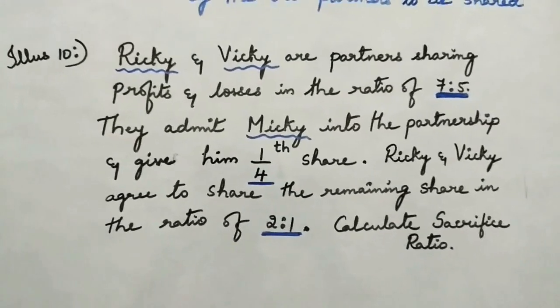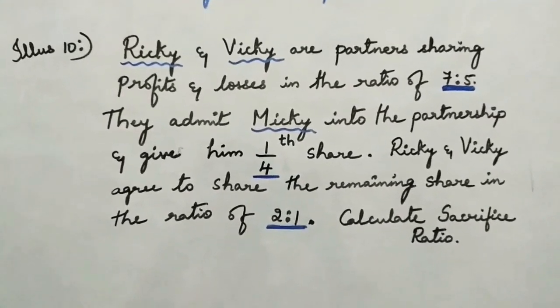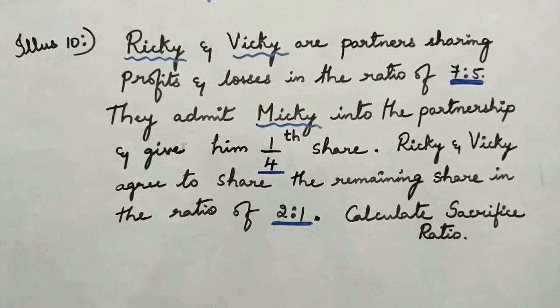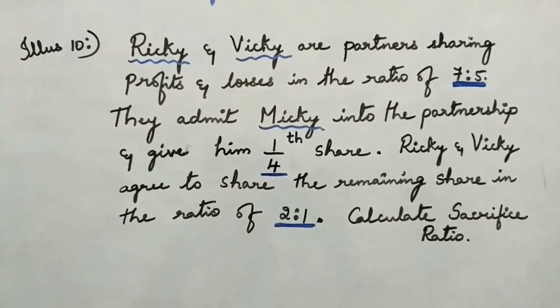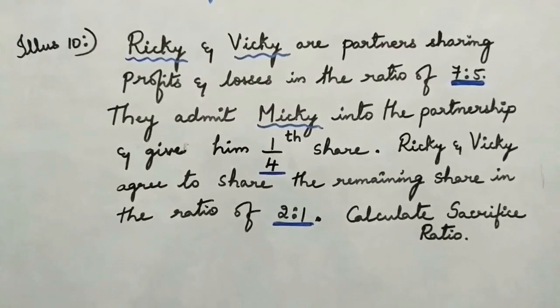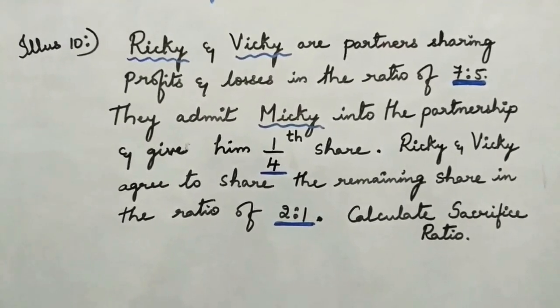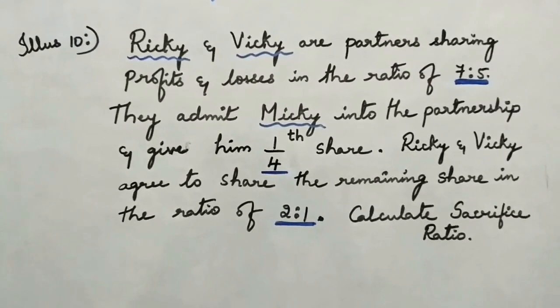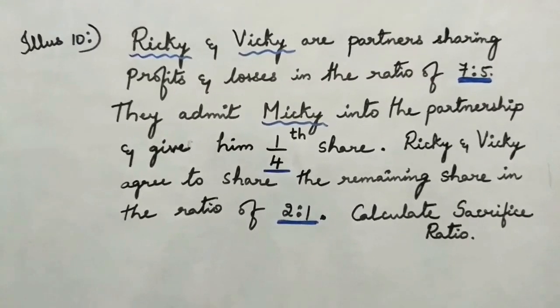Now coming for the question, illustration 10, let us read the question. Ricky and Vicky are partners sharing profits and losses in the ratio of 7 is to 5. They admit Mickey into the partnership and give him 1/4 share. Ricky and Vicky agree to share the remaining share in the ratio of 2 is to 1.